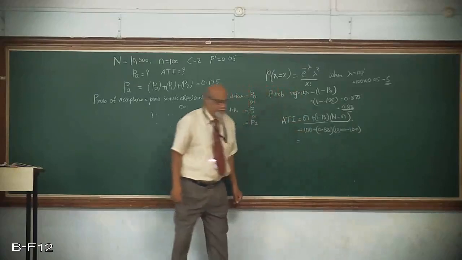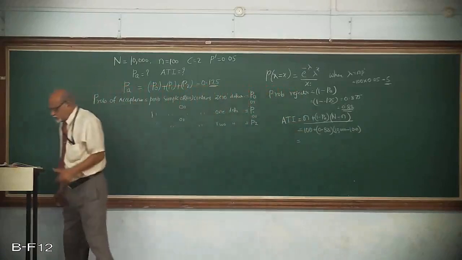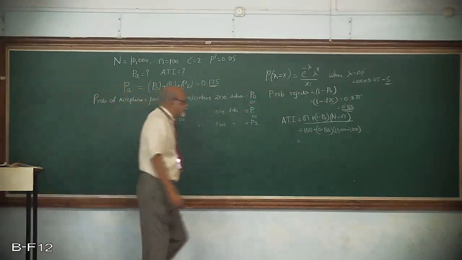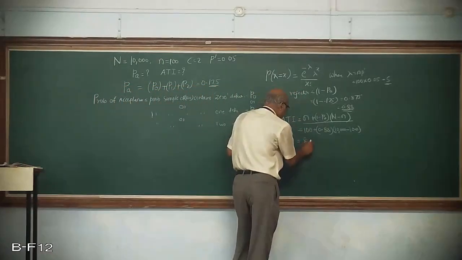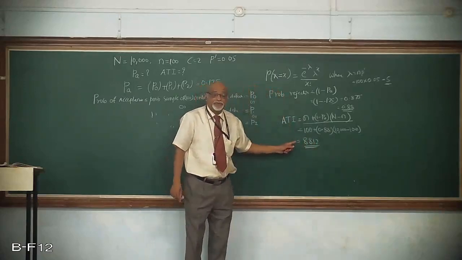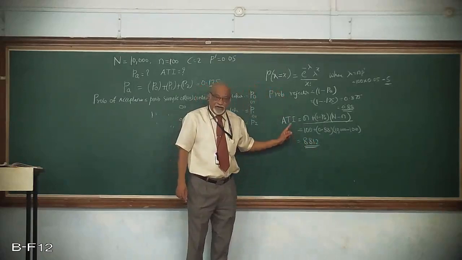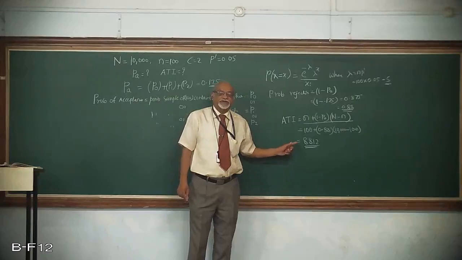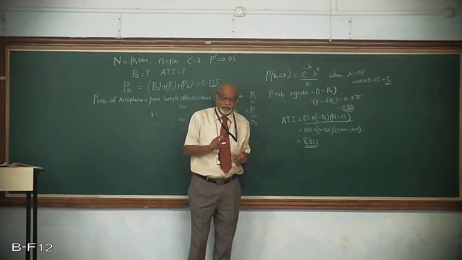Right? This is going to be 8,800. 8,812. Otherwise, on an average, per lot, 8,812 items will be inspected.